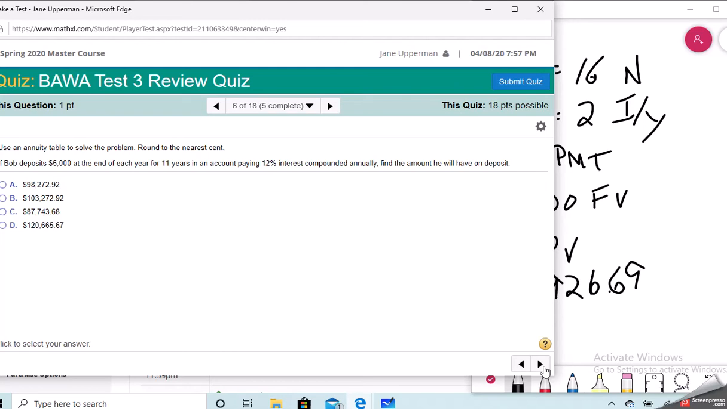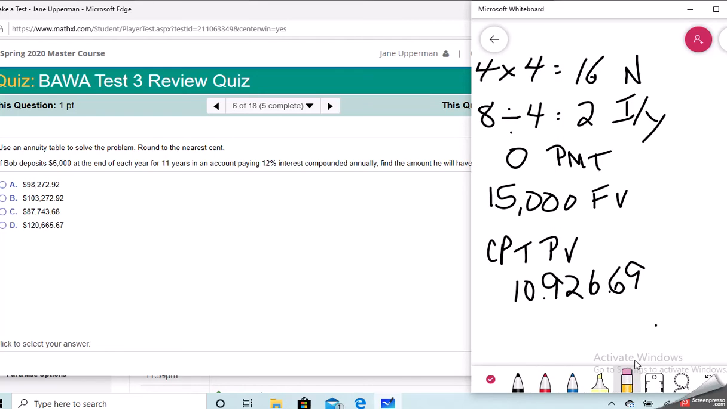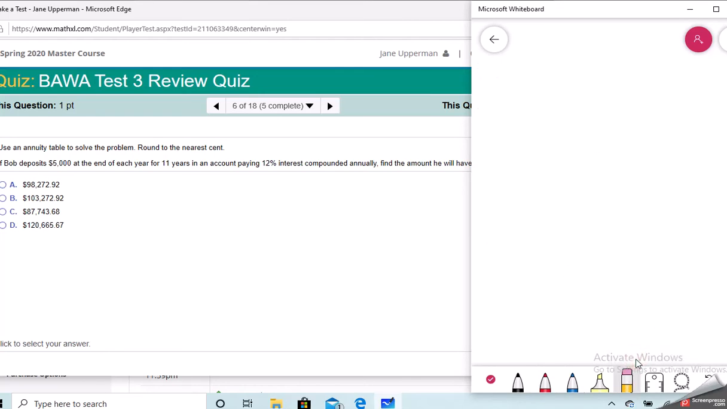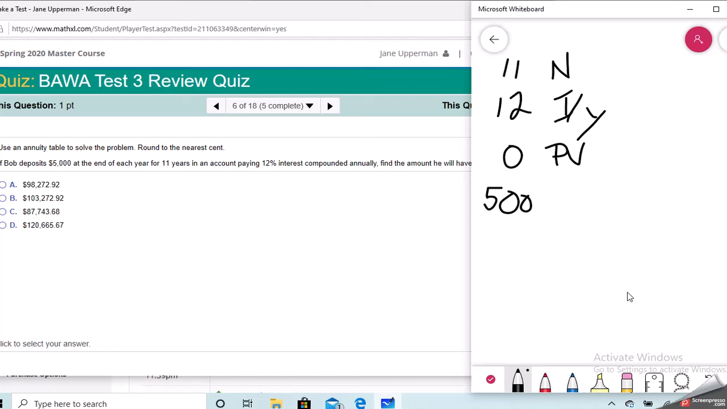Okay, then we have Bob deposits $5,000 at the end of each year for 11 years in an account paying 12% annually. Find the amount that he will have on deposit. So this one's easy because it's annually. So then our N is 11. Our IY is 12. The present value is 0 in this one because he's not starting with anything today. He's depositing $5,000 at the end of each year.